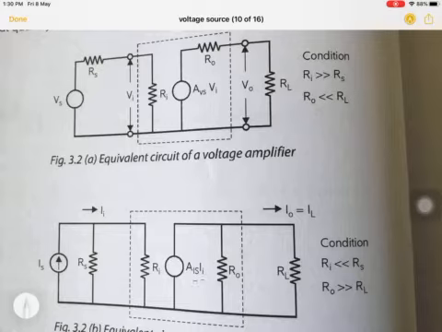Similarly, this is a current gain AI multiplied with input current. R0 is the output resistance and RL is the load. For current amplification, the input resistance RI should be much less. In current, there is a current divider in parallel, so the higher the resistance, the lower the current will go. So this should be much lower than this resistance.